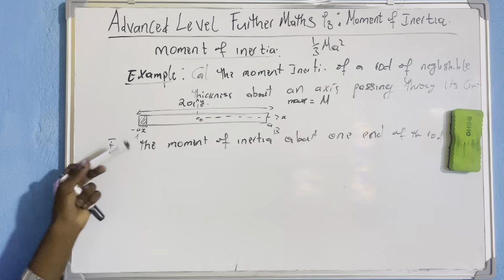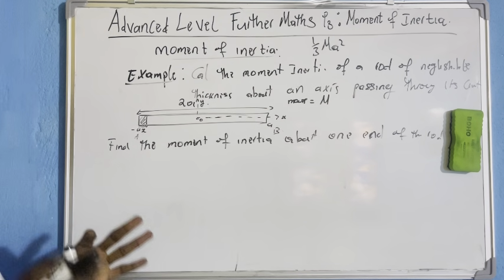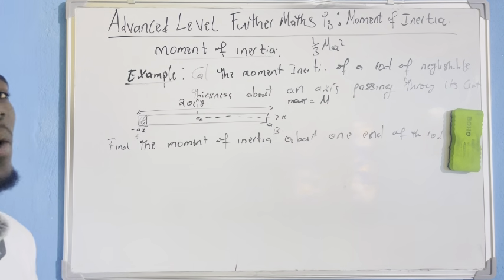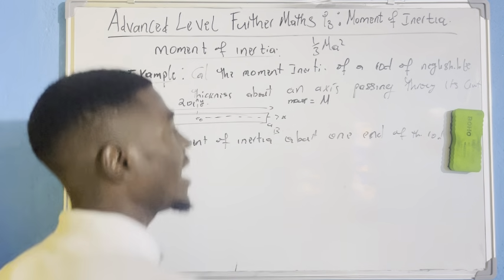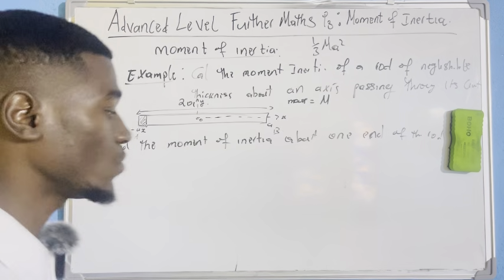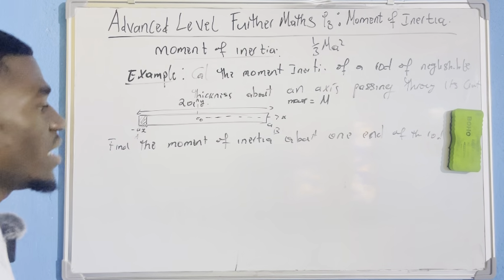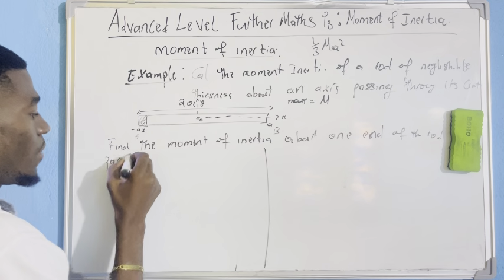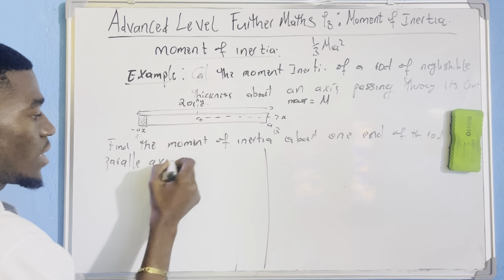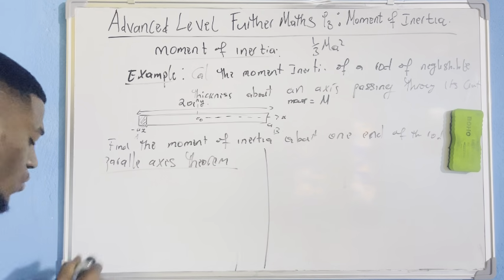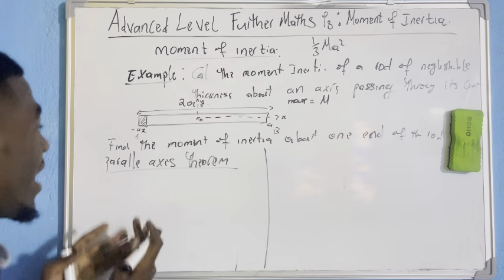If I want to calculate the moment of inertia about one end of the rod, you can still calculate it through integral. But that one is long. There is the parallel axis theorem that comes and simplifies the thing. I will do the two methods, you will see. Now, if I want to use the parallel axis theorem, what does the parallel axis theorem say?